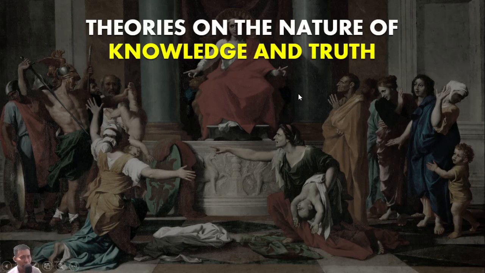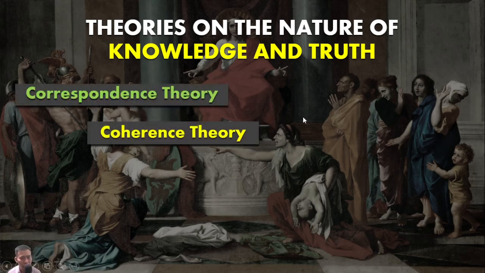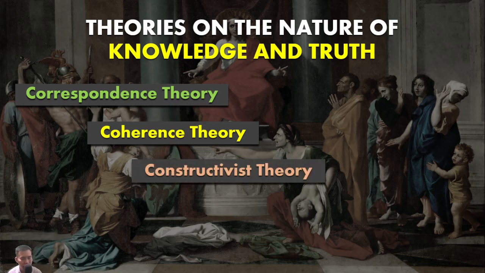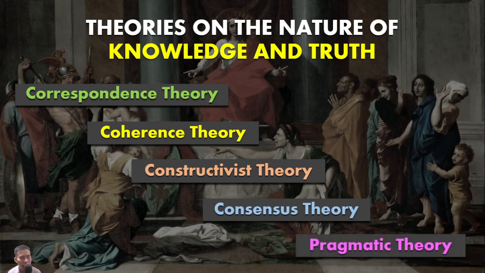So, theories on the nature of knowledge and truth. Since we don't know the absolute truth, there are plenty of theories to help us know the truth. Number one is correspondence theory. Second, coherence theory. Third, constructivist theory. Fourth, consensus theory. And the last one is pragmatic theory.